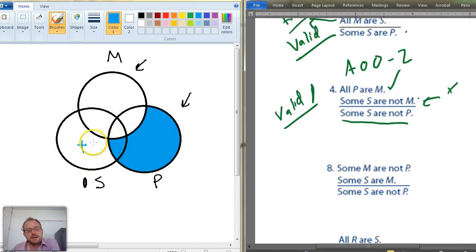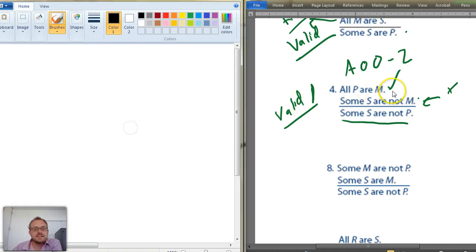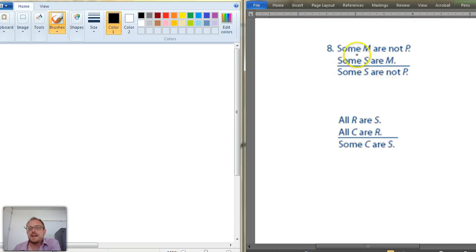It's pretty simple. Now, we haven't gotten to one of the difficult ones where we have to put a line in the middle here. Let's see if we can get one of those examples. Some of the M are not P, some of the S are M, and here's the conclusion, some S are not P. Now I have two particular premises, so I can start with either one.